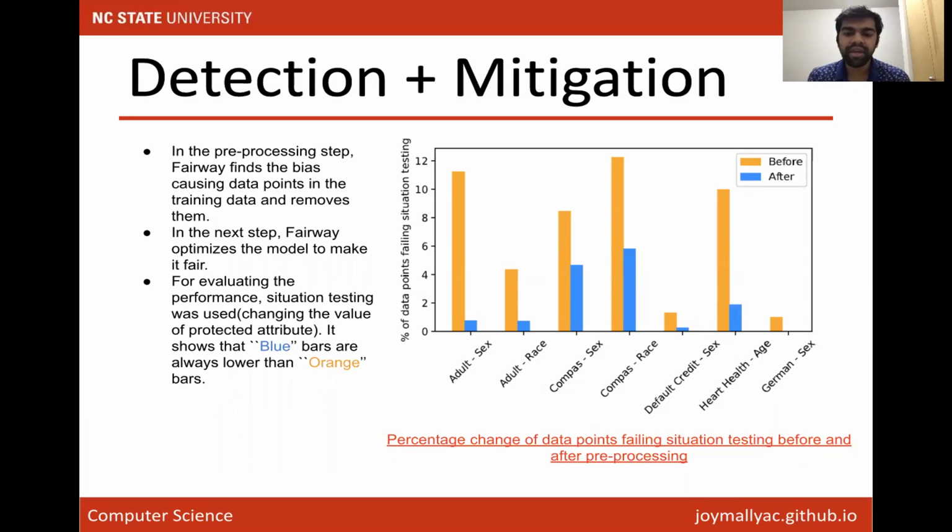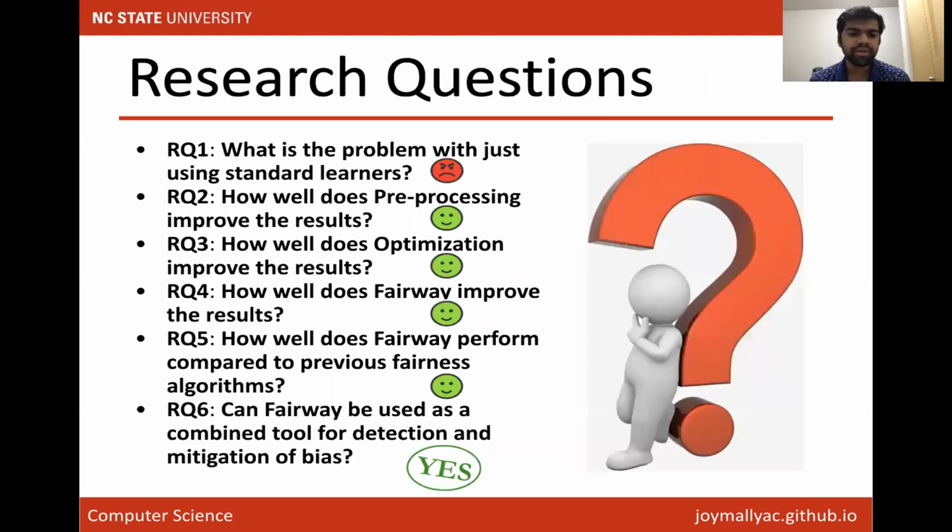So we did that for the entire training data, and we found that Fairway can significantly reduce the number of biased data points in the training data. Yellow was the default and blue is after. You can see that the blue bars are way lower than yellow. So Fairway can be used to find biased data points in the training data, and also we have shown that it can be used to reduce bias in model outcomes. So it can definitely be used as a combined tool for finding and mitigating. So we got the answer to RQ6.